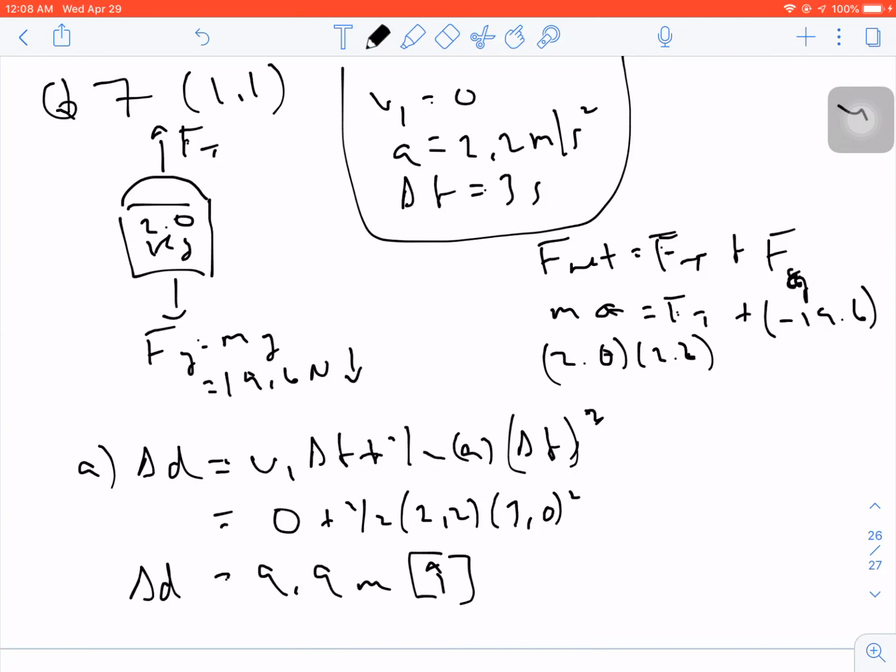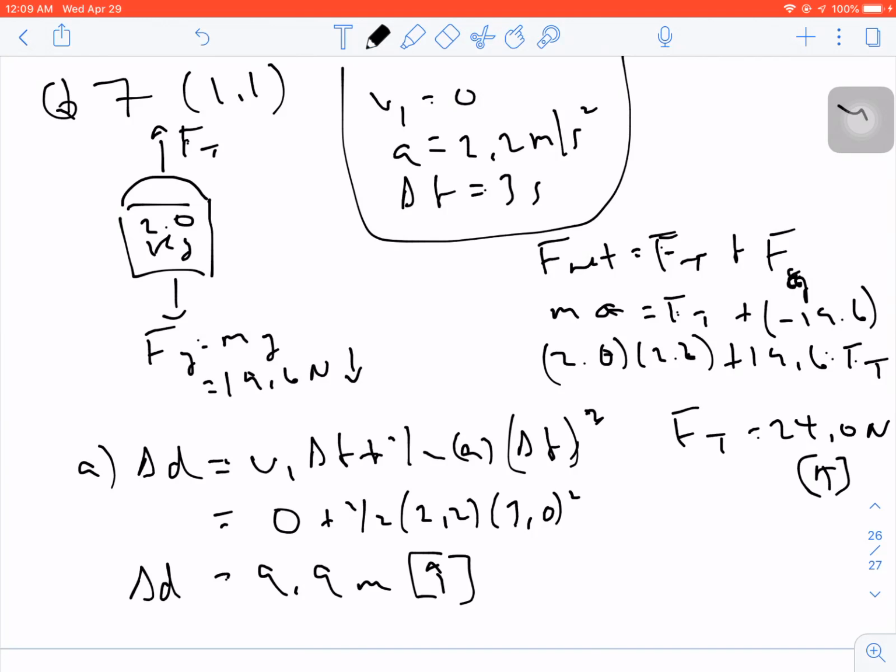I'm going to take my negative 19.6 across as plus 19.6 equals Ft. So 2 times 2.2 is 4.4 plus 19.6 makes 24.0 newtons. So Ft is now known. So I've got a gravitational force pulling down on the bucket, and I've got a rope pulling up on the bucket with a force of tension.